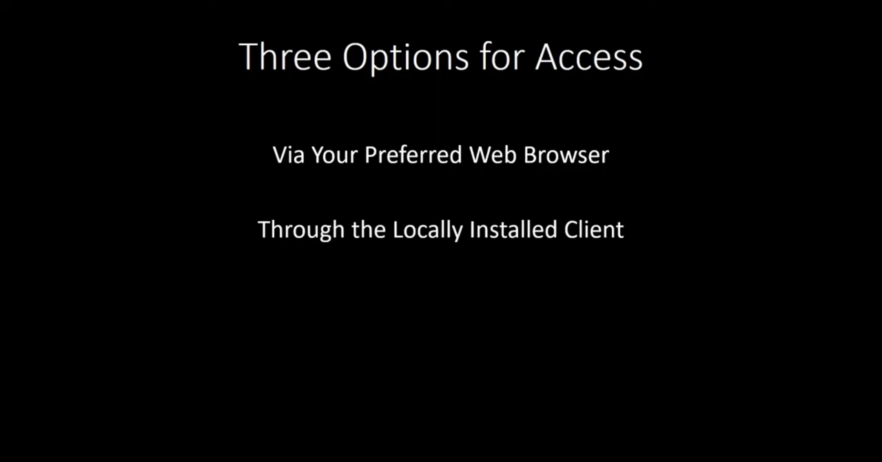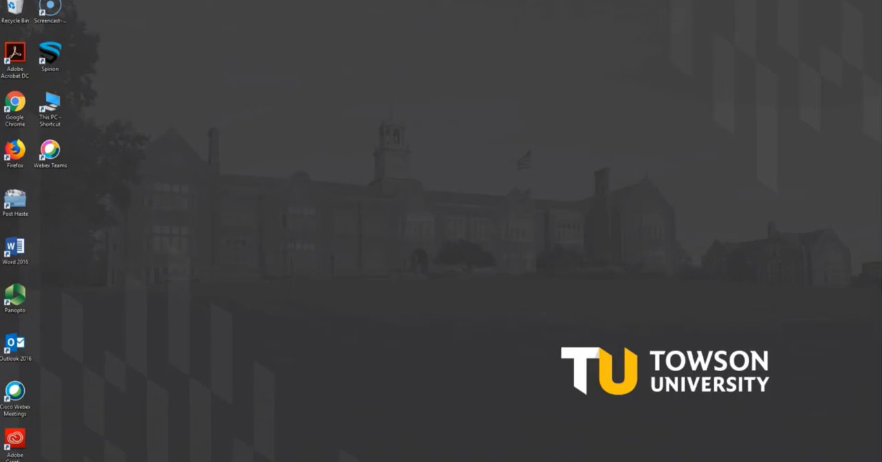There are three options for accessing the virtual workspace. First being via your preferred web browser. This is good for accessing from public devices where you can't install the client software. Second, through your locally installed client. This option offers the best performance and will be best utilized when you wish to gain access from your office or home computer. And finally, through a mobile device, which enables you to access the virtual workspace when you're not sitting at a computer. Let's check out accessing the virtual workspace through a web browser.